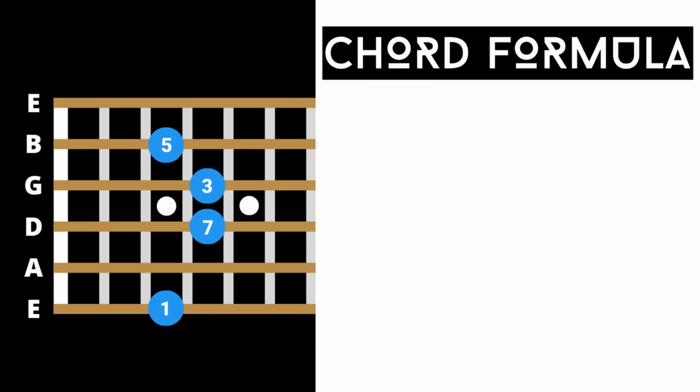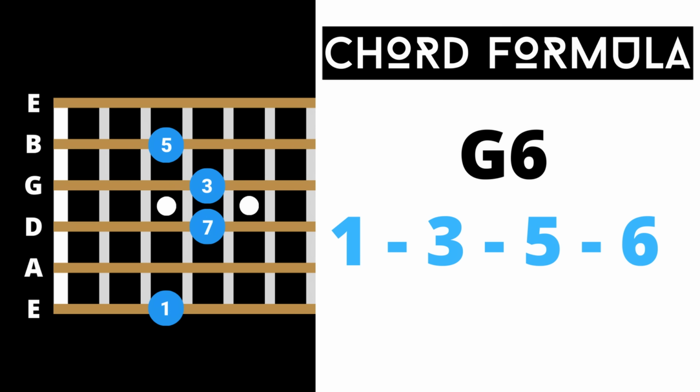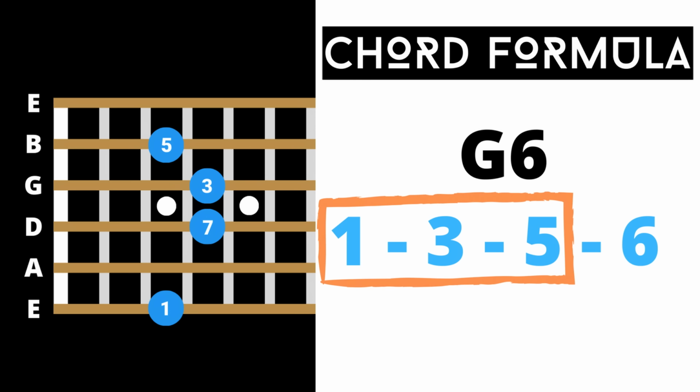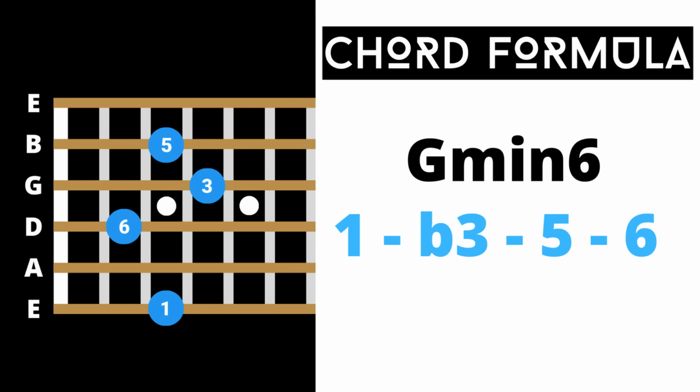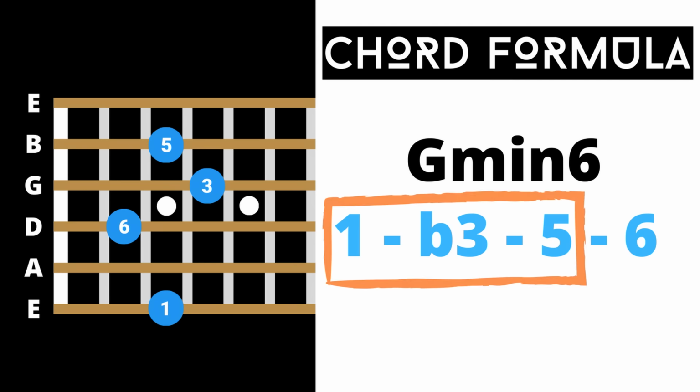How about a simple G6 chord? So this would be a major triad, 1, 3, 5, plus a 6. As we already have the 1, 3, and 5 covered, we simply need to identify the 6th, which is located 2 frets or semitones lower than the 7th. We could also now make this a minor 6 chord, so a minor triad, 1, flat 3, 5, plus a 6, by simply lowering the major 3rd to a minor 3rd.